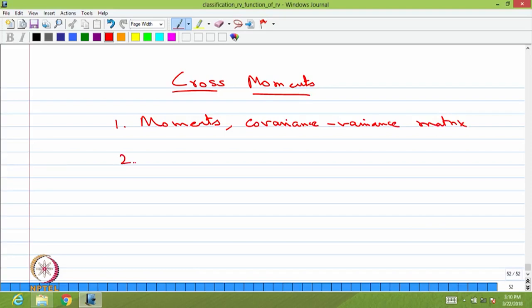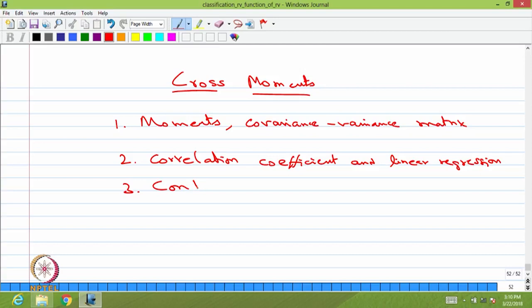In the second lecture, we are going to discuss correlation coefficient and linear regression. In the third lecture, we are going to discuss conditional expectation. Let us start with the moments.